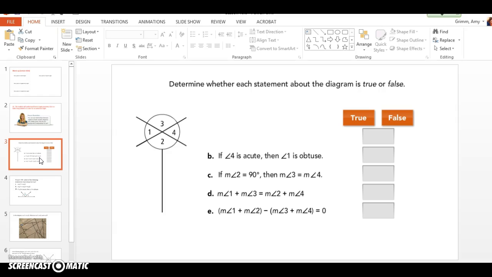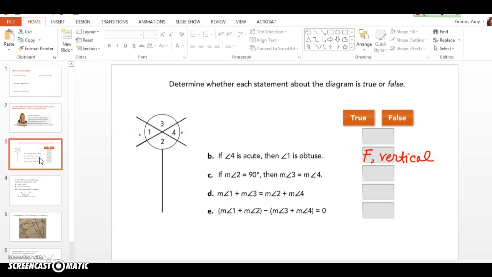The first one says, if angle 4 is acute, then angle 1 is obtuse. Tell me if you think that's true or false and why. Perfect. False. And these are vertical. Vertical angles have to be the same, so there's no way. They would have to be the same measure. Okay? All right, what about C?